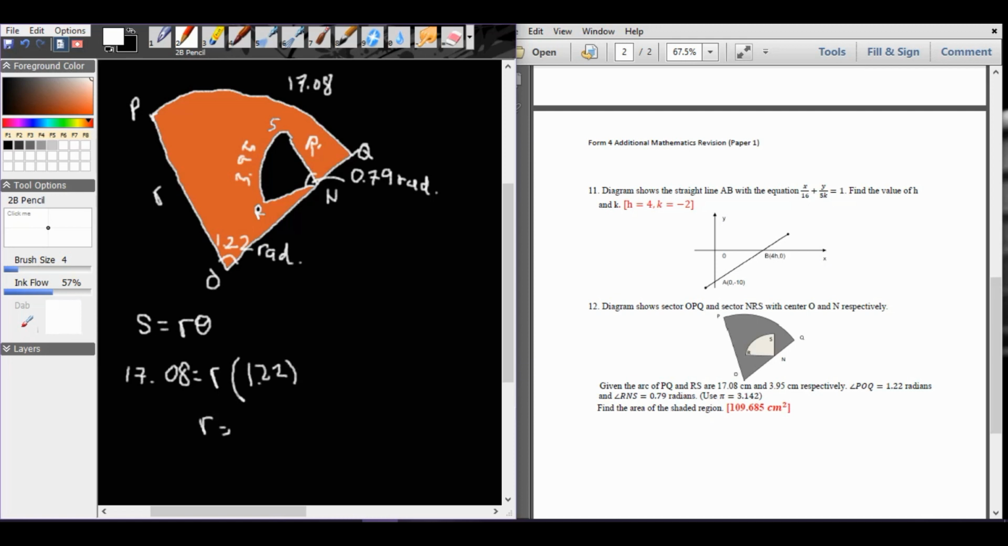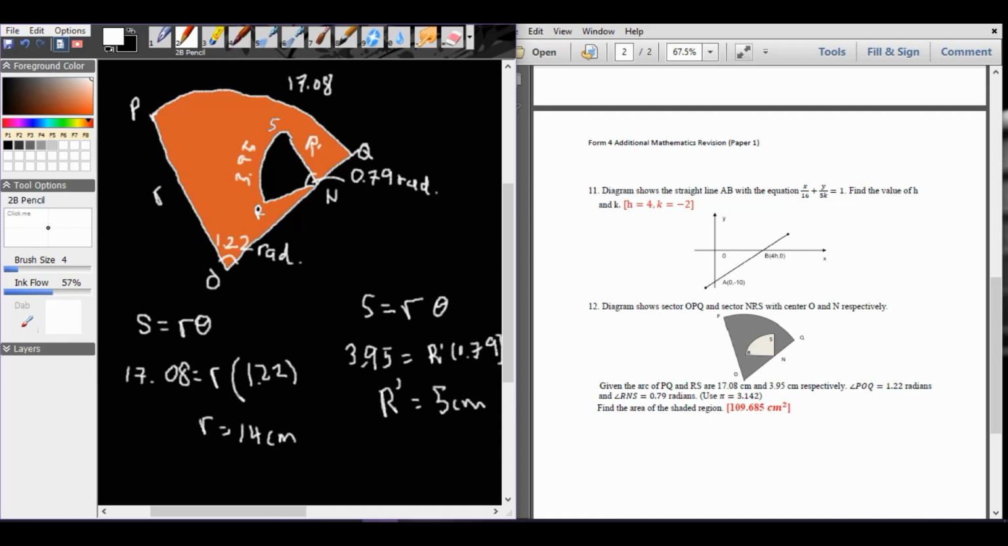So r equals 14 cm. To find this radius r prime, so just use s equals r theta. s is 3.95 equals r prime, theta is 0.79. So r prime equals 5.